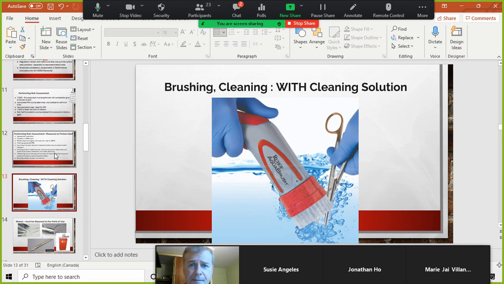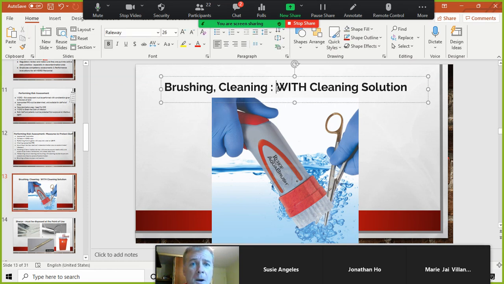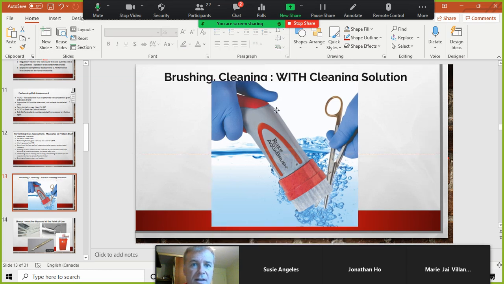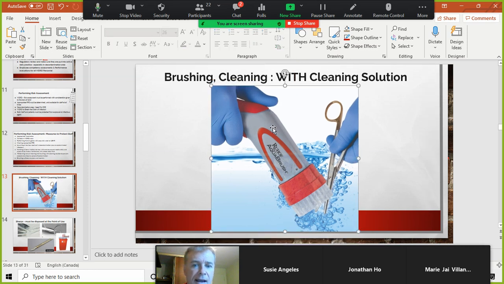And just getting back into here, you see brushing and cleaning there with cleaning solution. Like my wife, she works in a salon cutting hair and these kinds of things, and you need these solutions. Am I a fan of these solutions? No. Do I have any of these cleaning solutions in my house? No. The only cleaning solution I have is isopropyl alcohol.